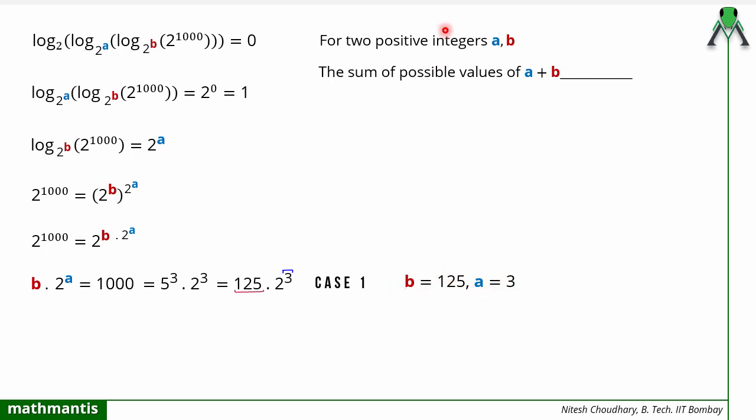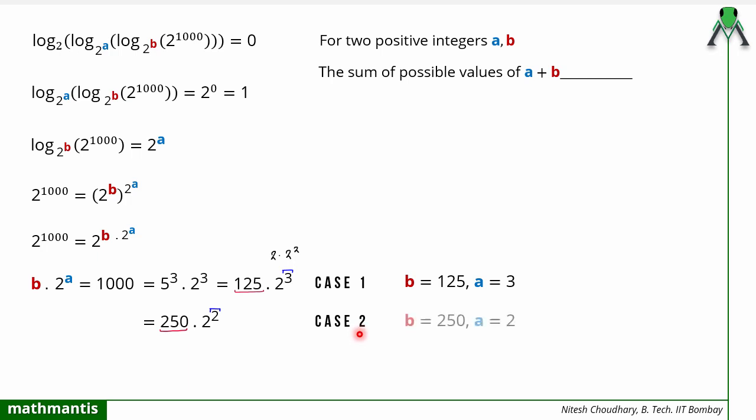They are both positive integers. Next case: we can change 2 raised to power 3 to 2 multiplied by 2 raised to power 2, because this just denotes that there is a power of 2. We separate this and combine this 2 with 125. We can write it as 250 multiplied by 2 raised to power 2. Now if you compare, the value of b is 250 and the value of a is 2. That is the second case.